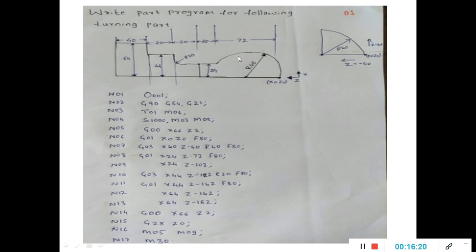The first operation is a counterclockwise circular operation, so that's why you are going to use G03. The values are X40, Z minus 40, R40. So from this point it is X40, Z minus 40 and R40. Up to here it is circular, and from here it is linear, because the tool should be moved to the linear move position, that is G01. The coordinates of this point are 24 and minus 72.